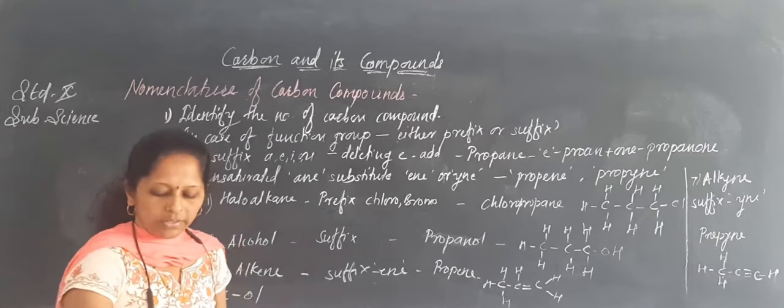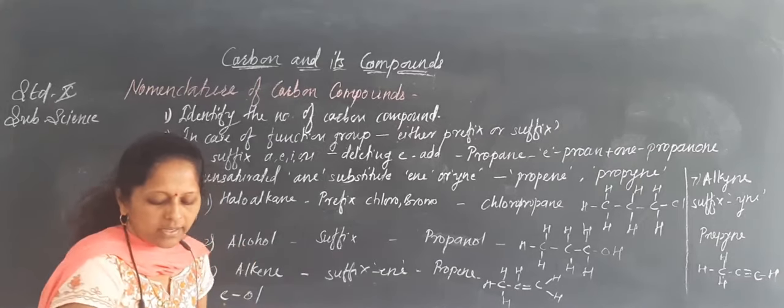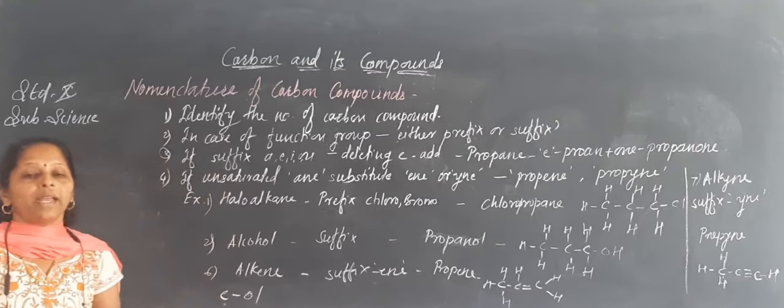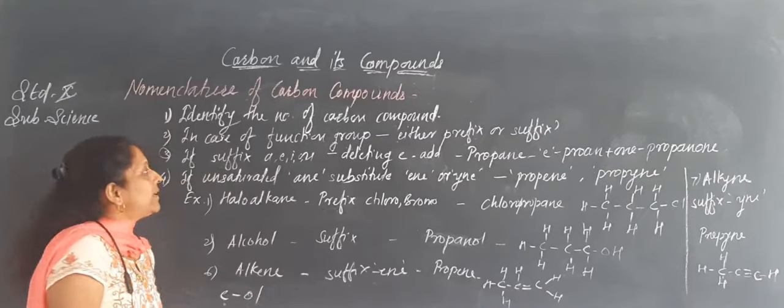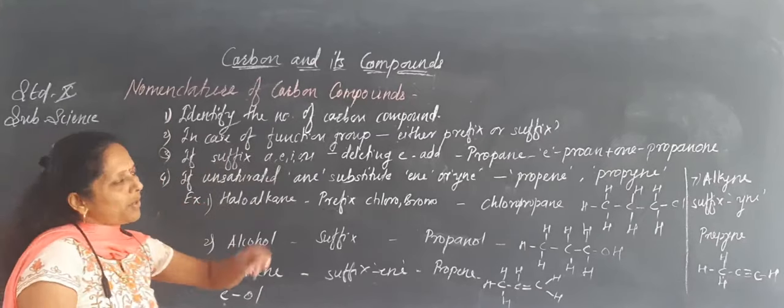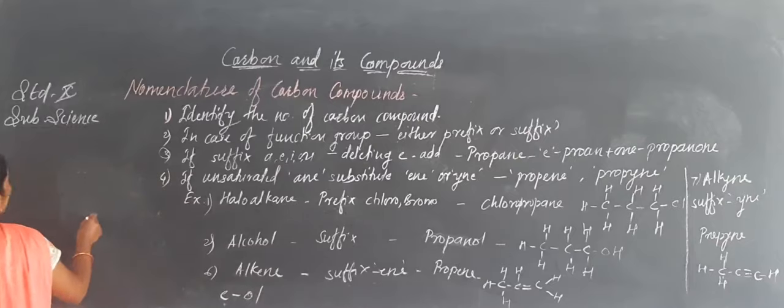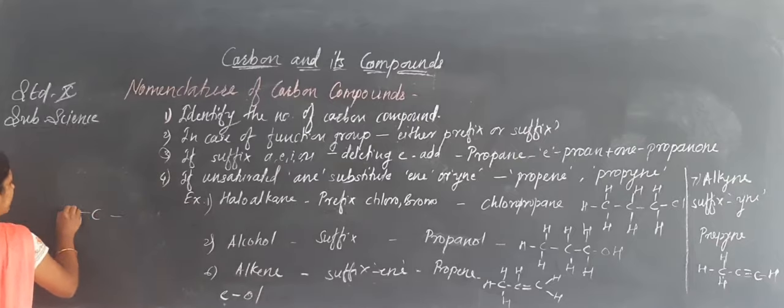One by one we are going to see that one. So, in the naming of carbon compounds, the first method is to identify the number of carbon atoms. If any carbon chain or structure of a carbon compound is there, you should identify that.